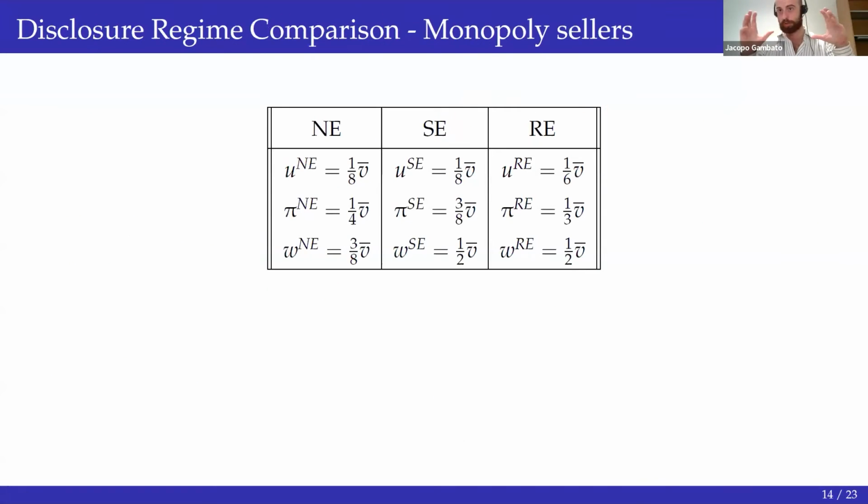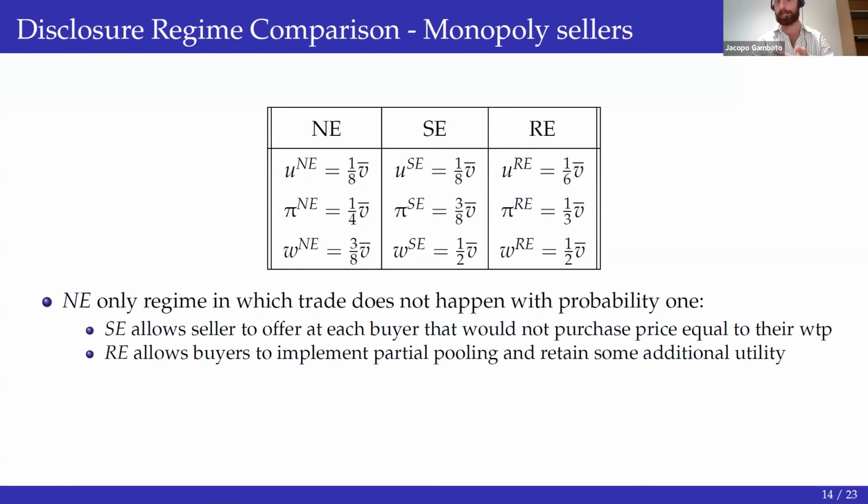So when we put everything together and calculate the gains from trade and the way these are split, or the expected utility and the expected profit under the three different disclosure regimes, all we need to do is compare them one-to-one and see for which values which is selected.